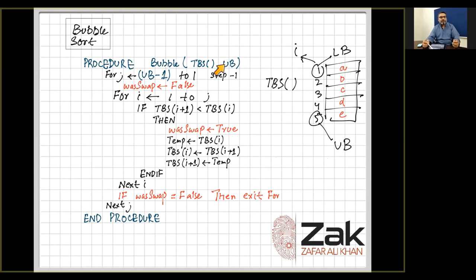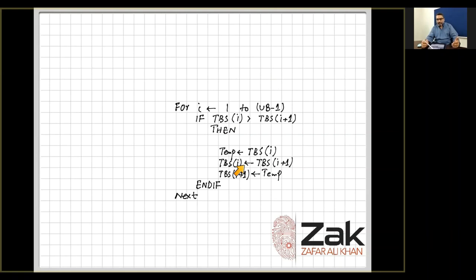So I have made this subroutine fairly flexible, which can sort any sized array from top to the bottom. Here we have used this parameter and the array which is received. Now, this is the inside loop, which works from 1 to upper bound minus 1, whatever the upper bound's value is.